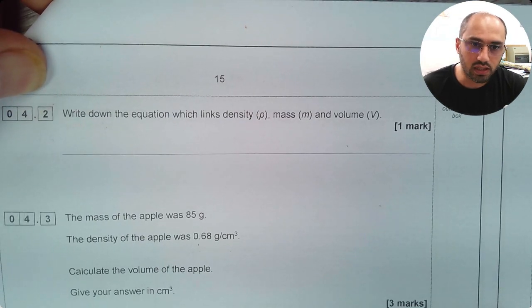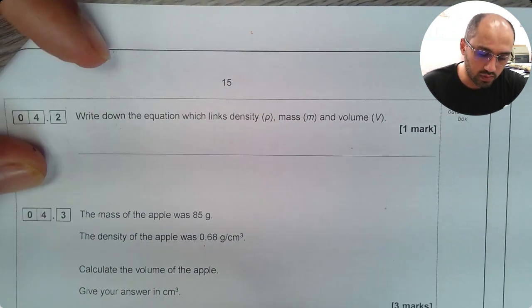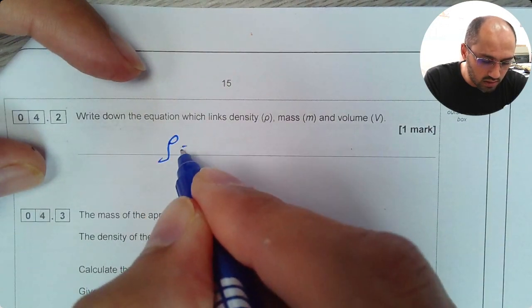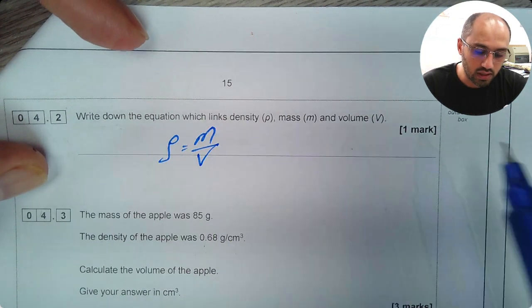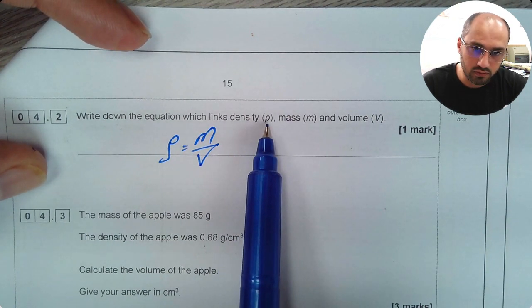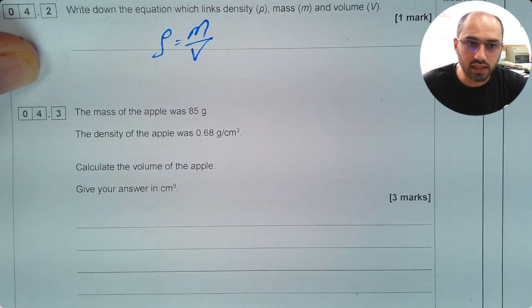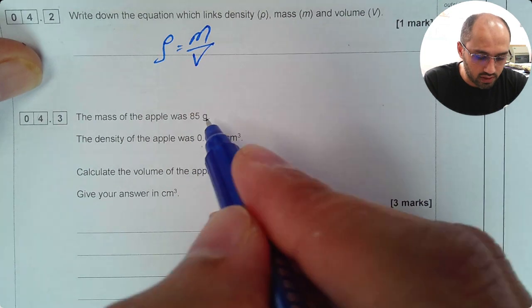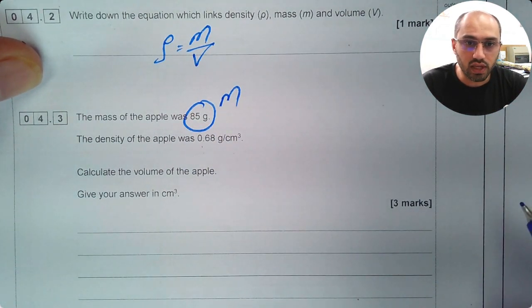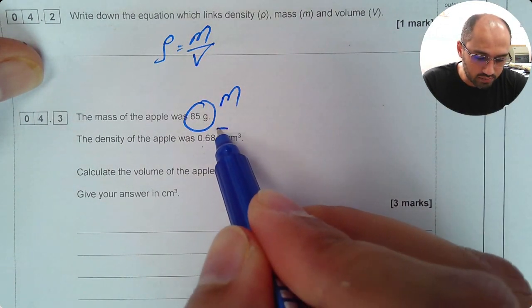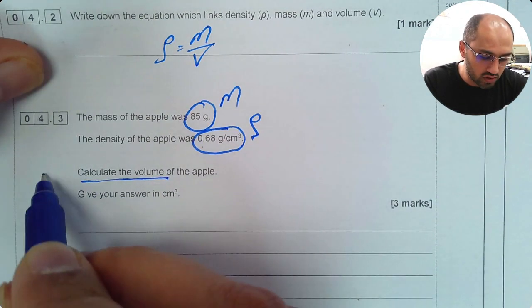Next part says write down the equation which links density, mass and volume. We've already identified this equation. The equation is density equals mass divided by volume. I'm using symbols this time rather than words because they've given us this is the symbol for density, this is the symbol for mass, and V is the symbol for volume. Now the next part says the mass of the apple was 85 grams. So this is the value of my mass. Then it says the density of the apple was 0.68 grams per centimeter cube. This is the value of density. It says calculate the volume, which we do not know.